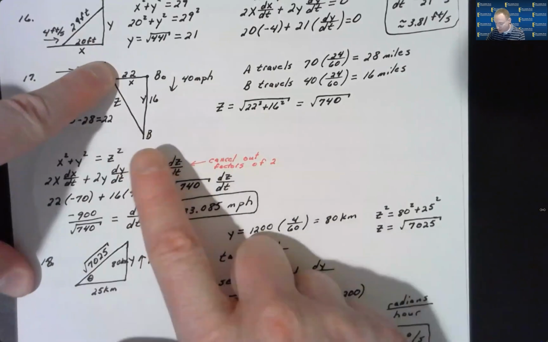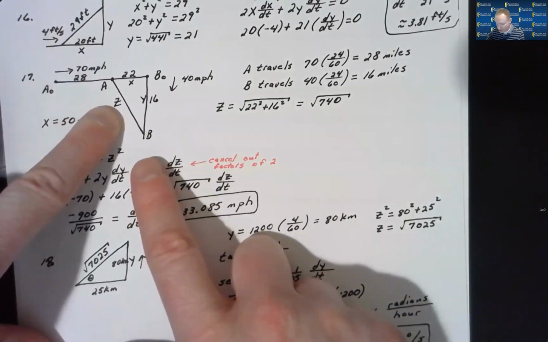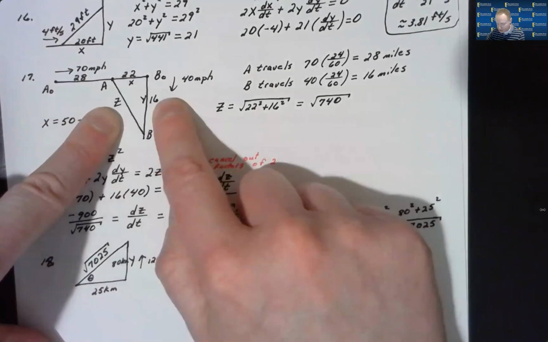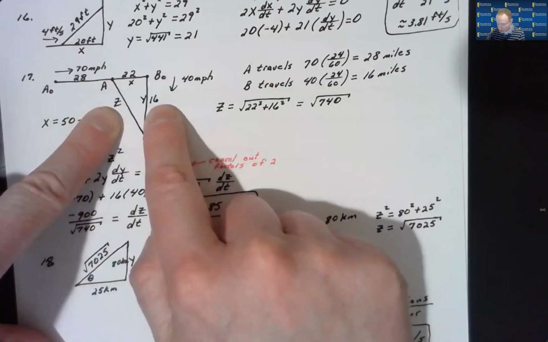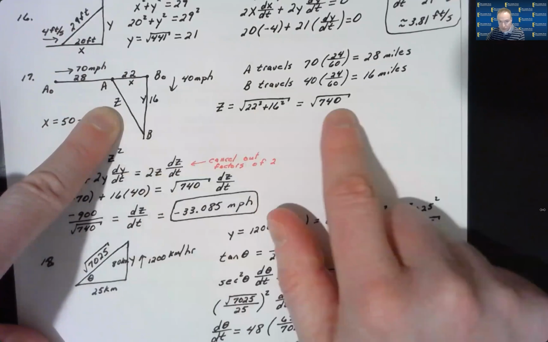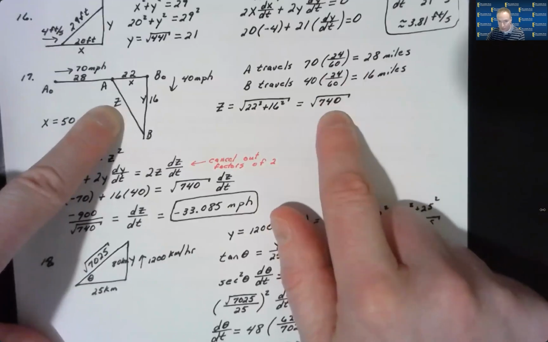So if I went in there and I said, well, z squared is just the hypotenuse of your triangle here with legs of 22 and 16, then you know that z is going to be the square root of this side squared plus this side squared. And it's best if you just keep that a nice exact value. Since the square root of 740 is irrational, I'll just leave it as the square root of 740 there.